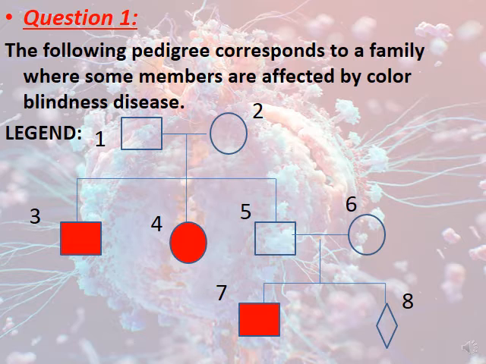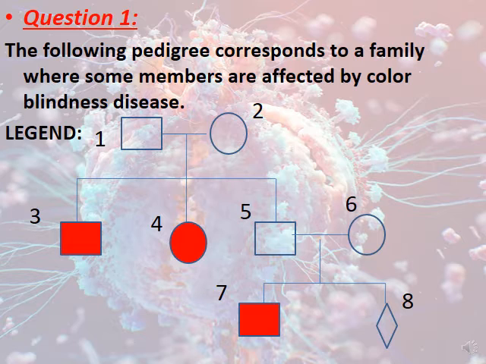Question 1. The following pedigree corresponds to a family where some members are affected by the color blindness disease. This is the family pedigree. This pedigree shows that the red color represents the color blinded individuals, whereas the white represents the normal individuals. Here 1 and 2 are normal, but they gave birth to 3 and 4 that are affected. So the allele of the disease is recessive with respect to the normal allele, which is dominant.